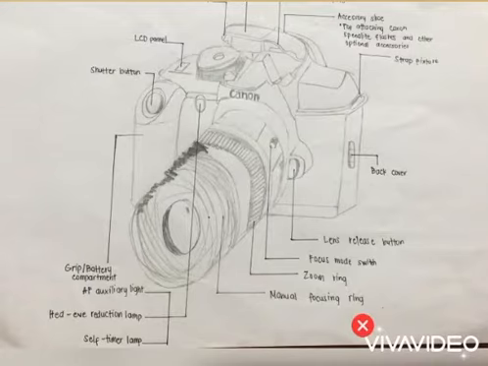Zoom ring. A zoom adjustment ring found on many digital video recorders and digital cameras. Zoom rings enable motorized zoom that allows you to change the focal length in real time as you shoot. Manual focusing ring.